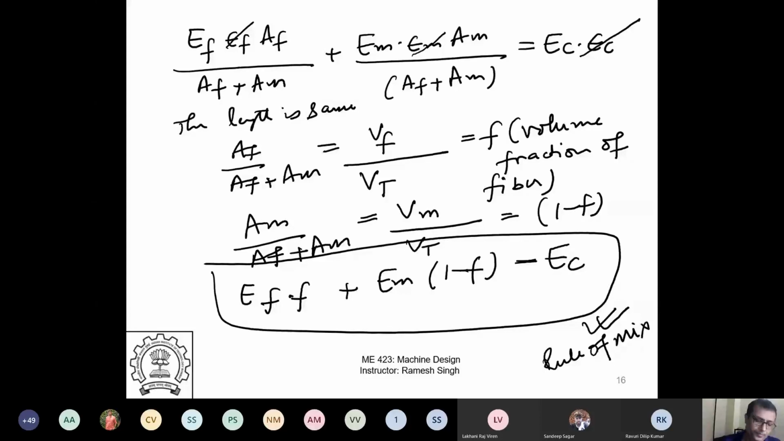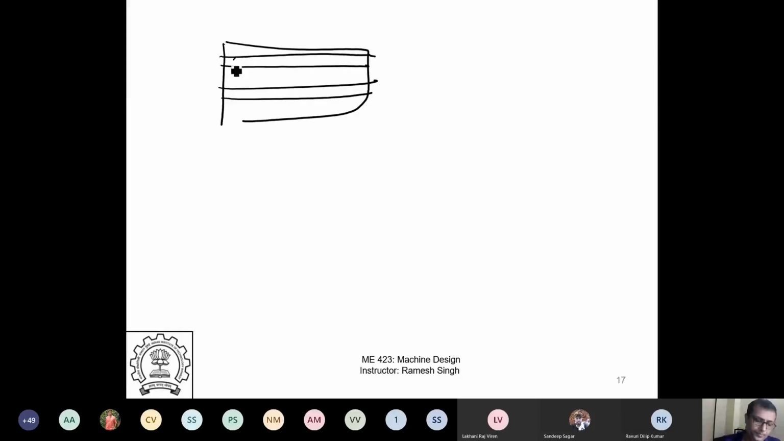Now, if I were to find out what will be the lower bound of rule of mixtures, I can do that as well. Okay, let me go back. So the other one, what I was trying to do is I say that it will be something like this. My fibers will be oriented like this. So these are my fibers. This is my matrix. And my loading is like this. What will happen in this case?